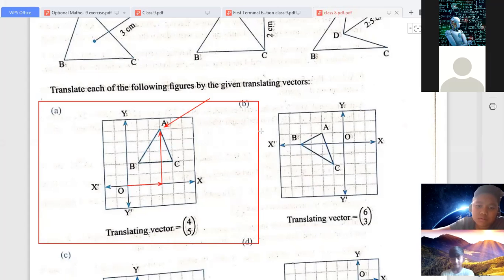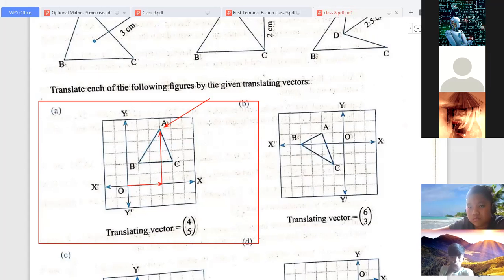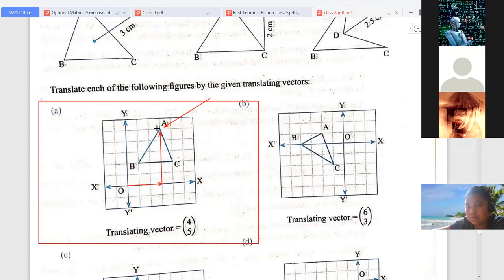Okay, are you all understanding how to find out the coordinates of the vertices of the given object? Yes, sir. Okay, vertex A is 3 units right and 5 units up. So the coordinate of vertex A is 3, 5. Similarly, we can find out the coordinates of the other points.